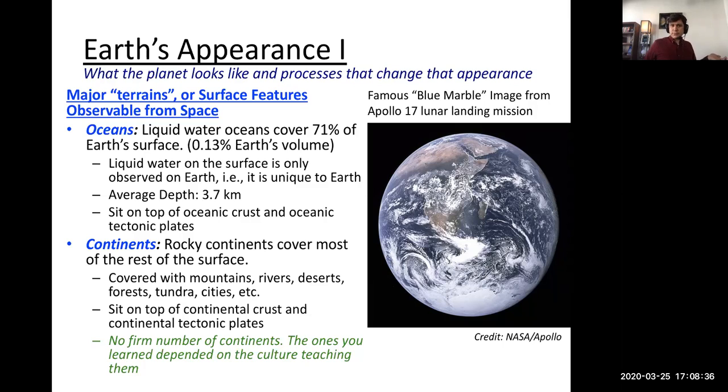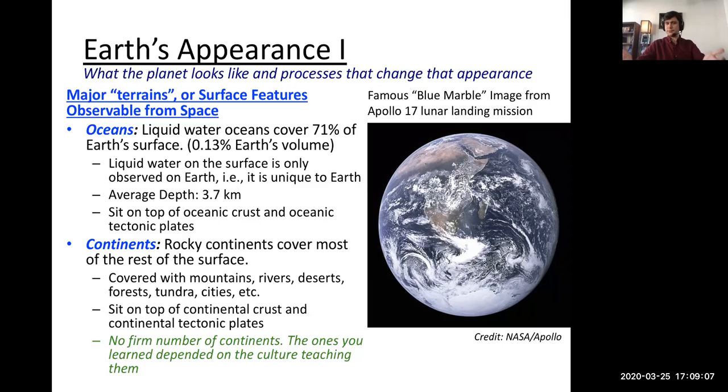But our oceans are really not all that deep. On average, they're less than 4 kilometers deep, only 3.7 kilometers. And if you remember, all the way down to the center of the Earth is 6,378 kilometers. So this is just a little bit of the uppermost part. And our oceans sit on top of what we call oceanic crust. And then the oceanic crust is floating around on what we are going to call the oceanic tectonic plates. Stay tuned for plate tectonics.